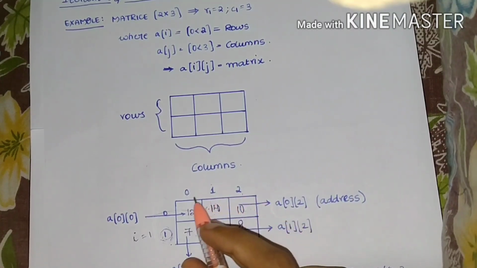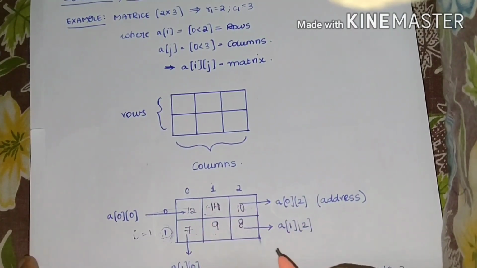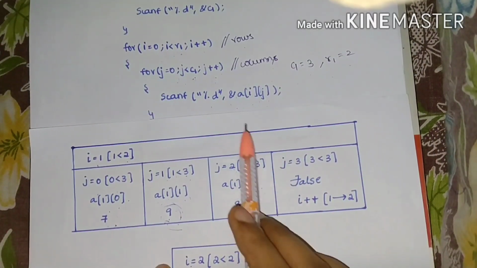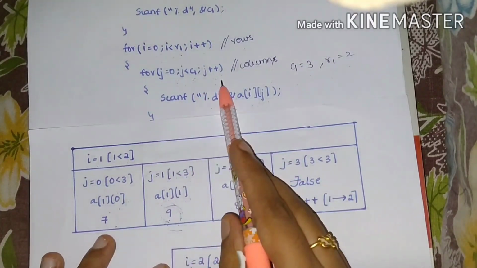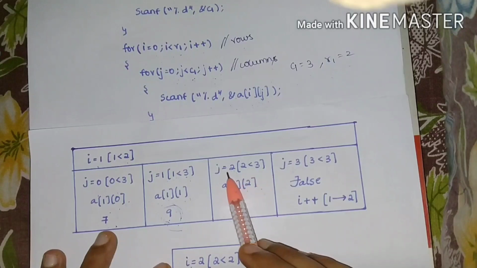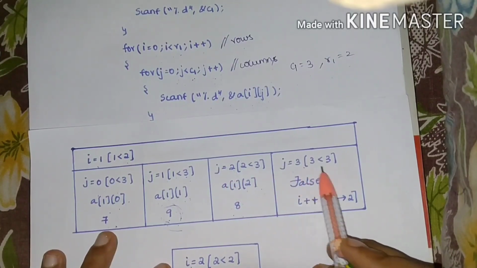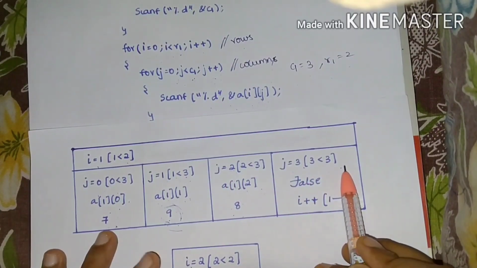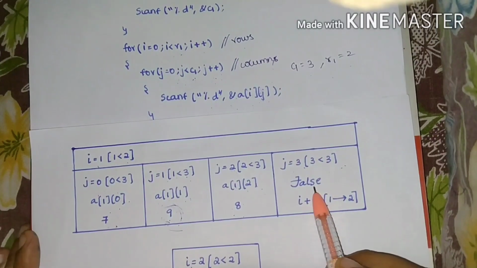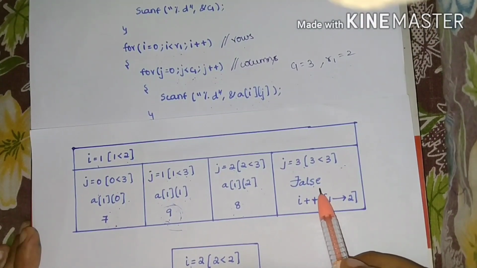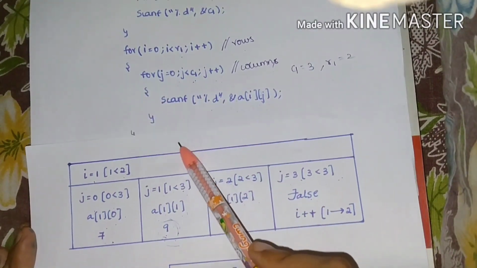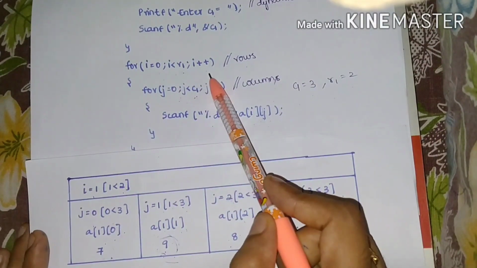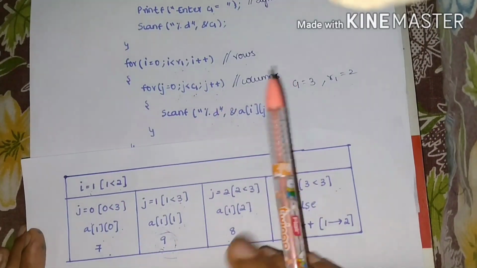So the entire matrix is filled. That means the entire box is filled. And after completing this scanf, again the j gets incremented. This 2 will be incremented to 3, and 3 is less than 3. It is equal to 3 actually. So the loop is false. So finally the control comes out of the j loop, and the I value gets incremented from 1 to 2.